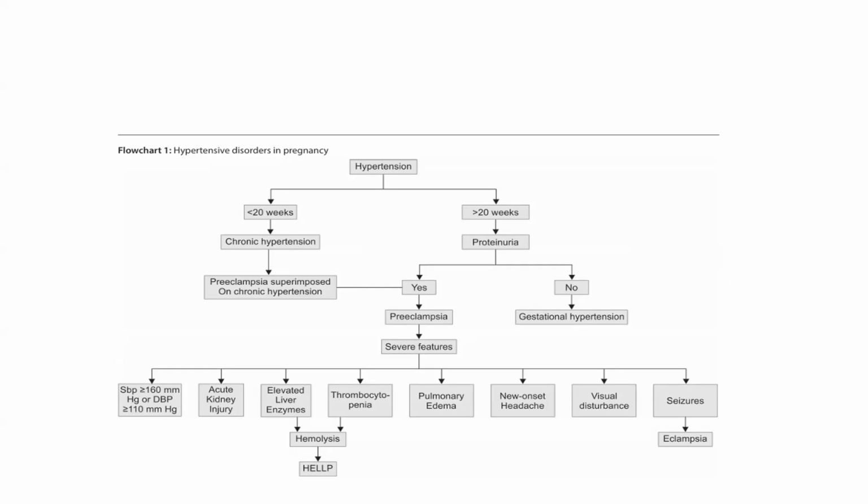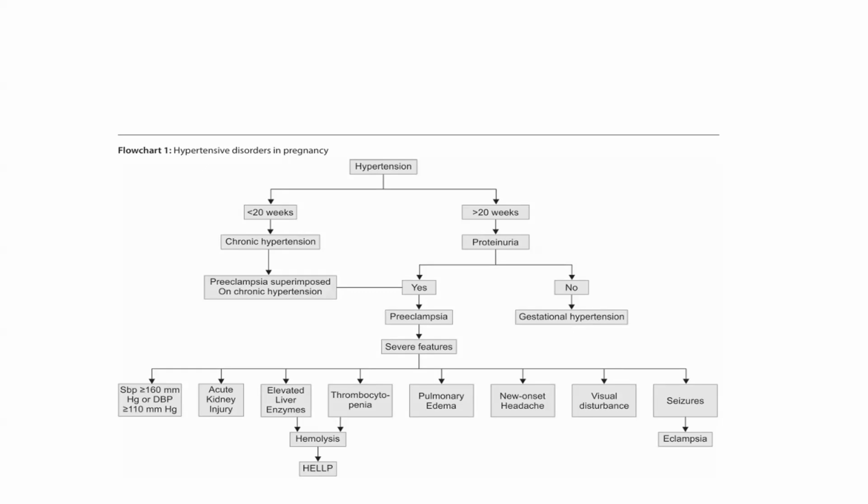So this is the flowchart of the hypertensive disorders in pregnancy. If there is hypertension and the gestational age is less than 20 weeks, then it could be chronic hypertension, and there are chances that preeclampsia may be superimposed on the chronic hypertension. If there is hypertension and the gestational age is more than 20 weeks, then we need to look for proteinuria. If proteinuria is absent, then it is labeled as gestational hypertension. If proteinuria is present, then it is preeclampsia.